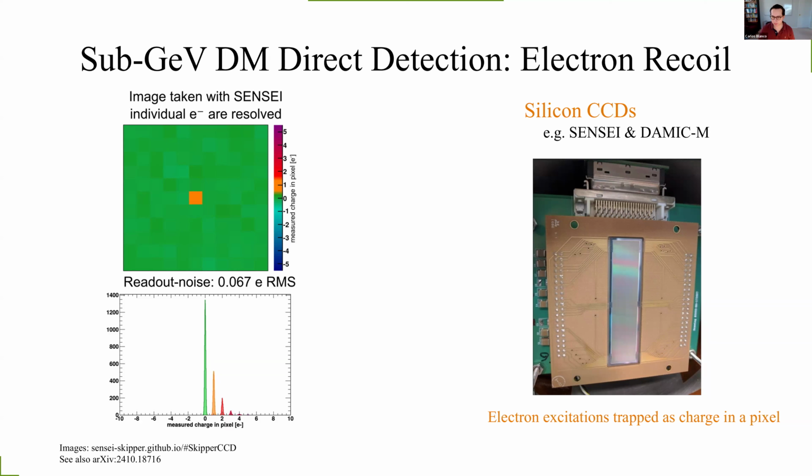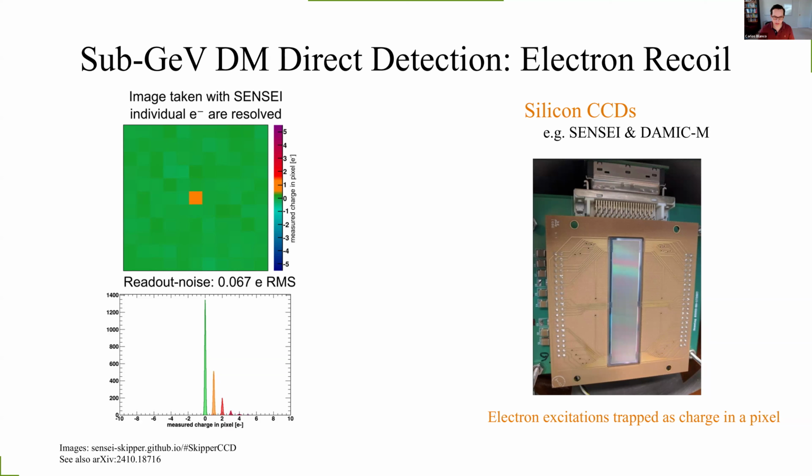And generally speaking, it's a chunk of silicon, a chunk of semiconductor. When something comes along and excites its electrons, those excited electrons get trapped in a pixel, and that excited charge can just sit there for some amount of time until it's read out by the electronics. It turns out that this is a pretty good way of looking for sub-GeV dark matter if you're quite clever about how you're reading out these charges, right?